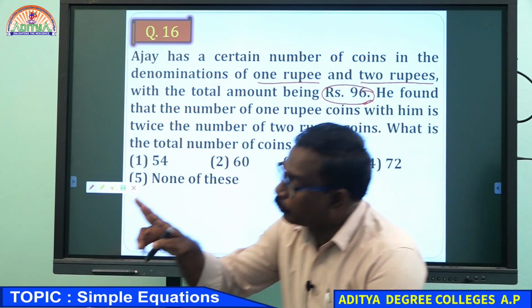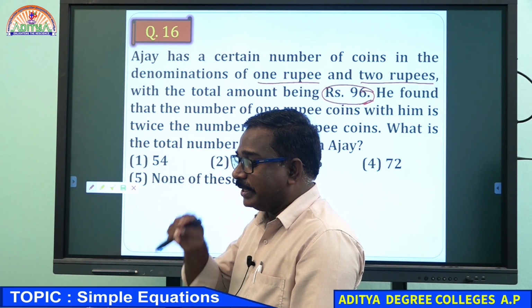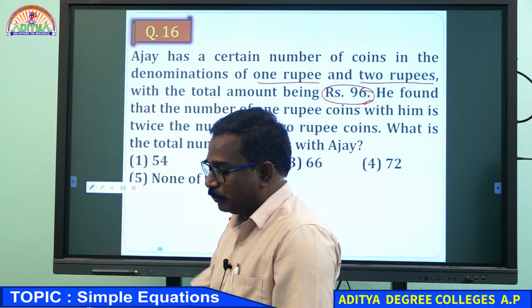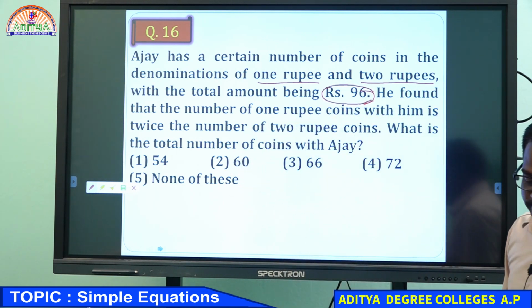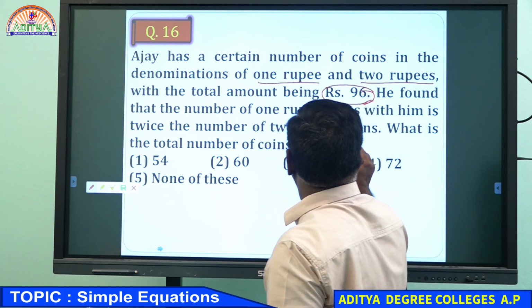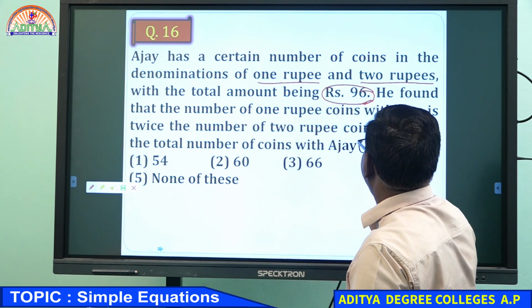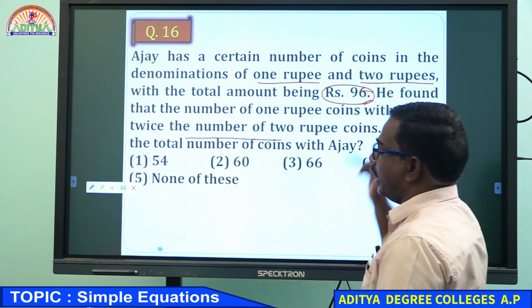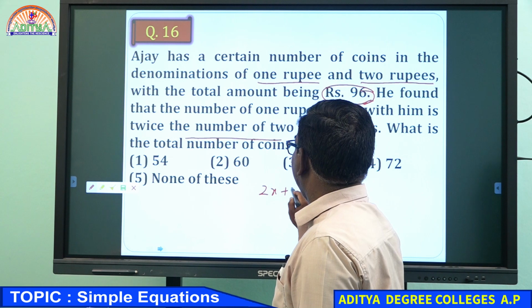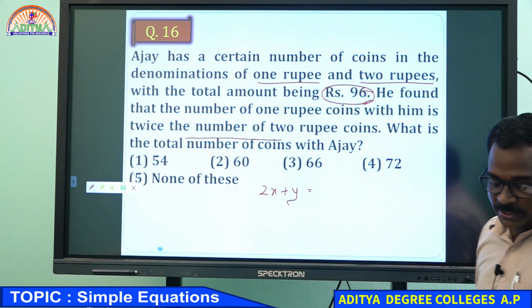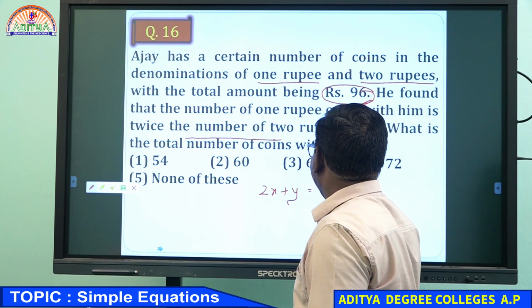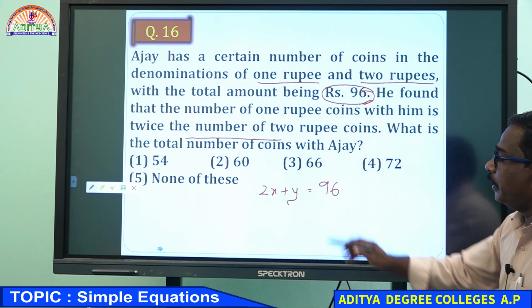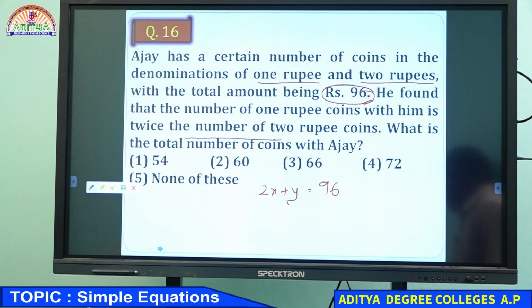2 rupees means 2 rupee coins. 1 rupee plus 1 rupee becomes 2 rupees. We can get an equation to solve it, using the condition given: the number of 1 rupee coins with him is twice the number of 2 rupee coins. Suppose x is 1 rupee and y is 2 rupee, then 2x plus y is given as 96 rupees.